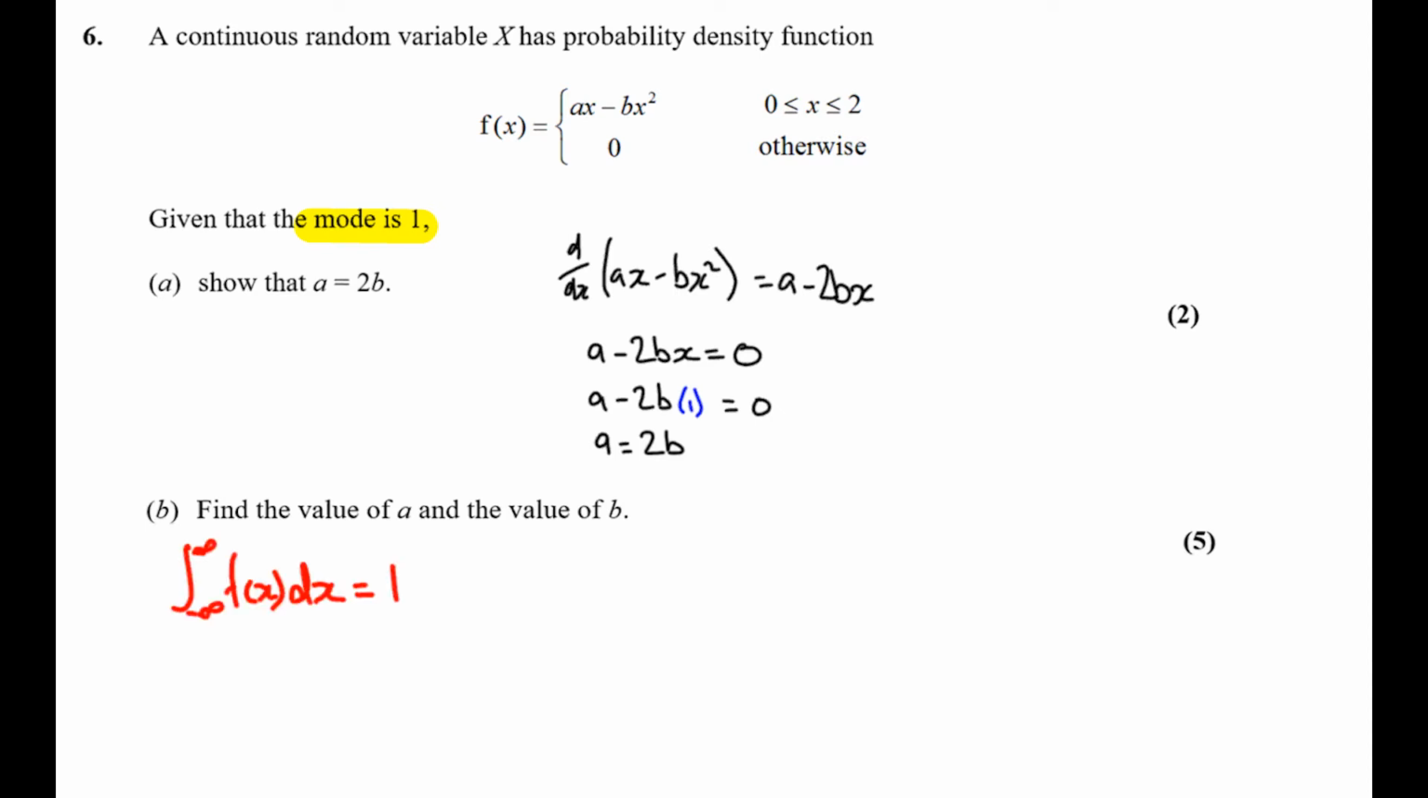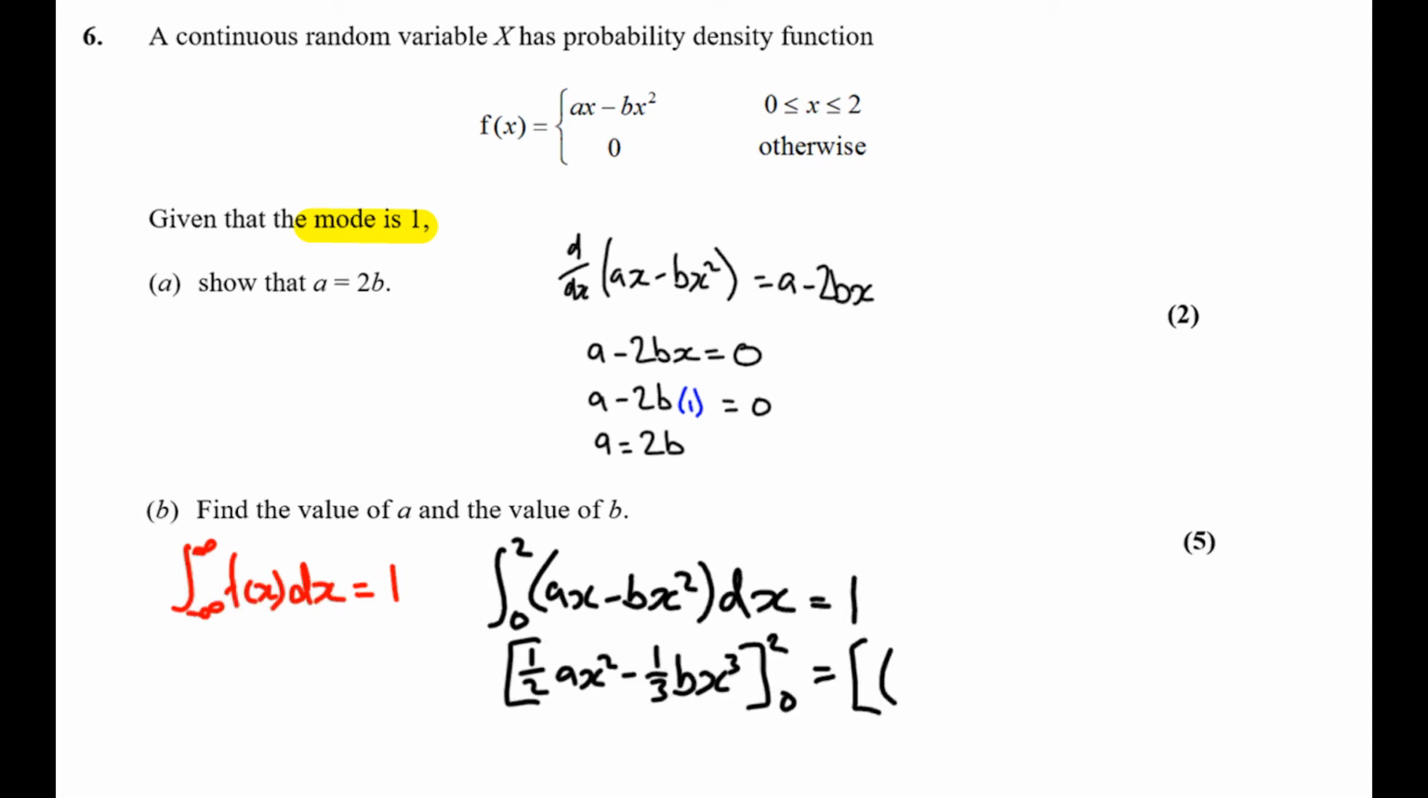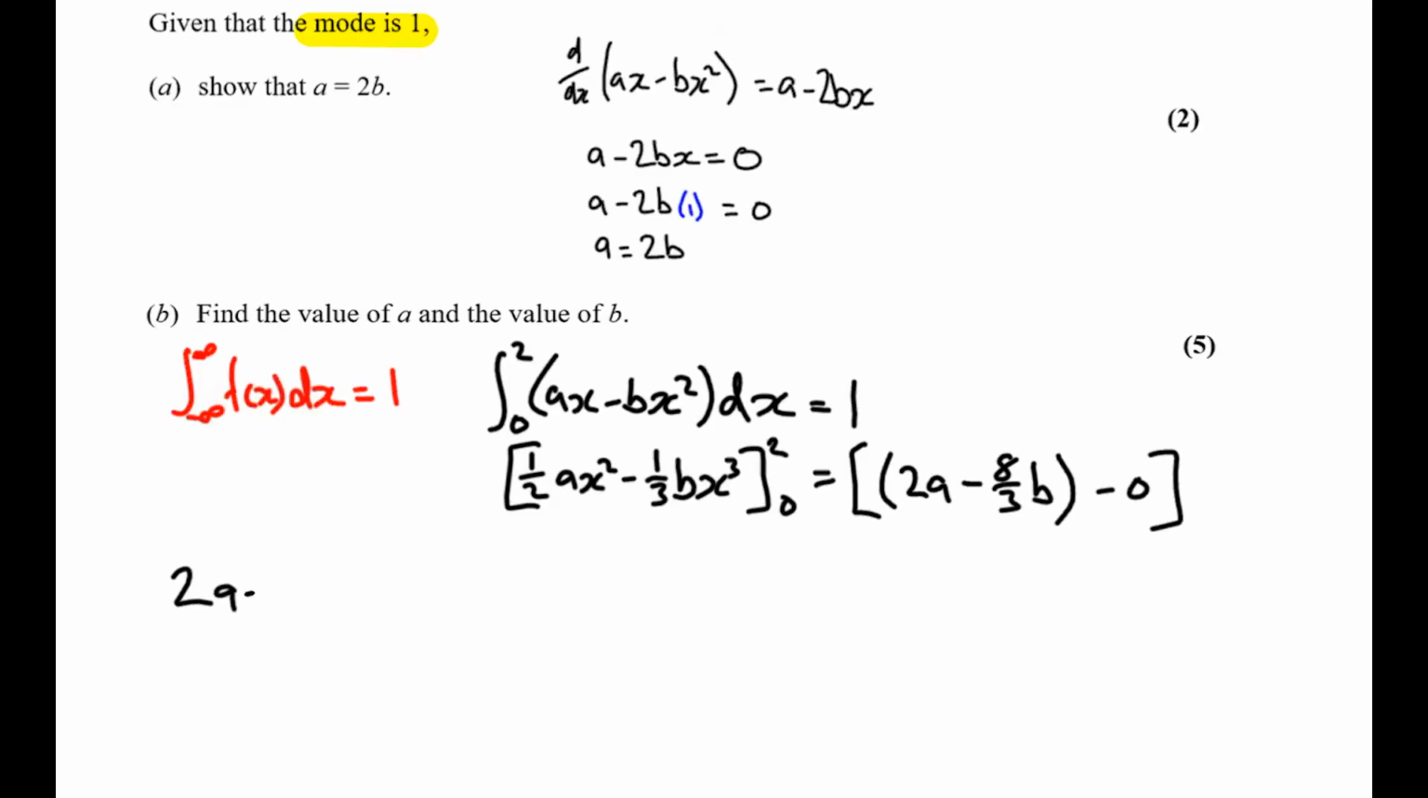All right, so integrating in between the largest and the smallest limits should always equal 1. So integrating between 2 and 0, ax minus bx squared should equal 1. Okay, so 2 substituted into the first term is going to give me 2a. Substituted into the second term, and 0 substituted into those terms is just going to be 0. Okay, so that's the expression that I have that I know should be equal to 1. So 2a minus 8 over 3b equals 1.